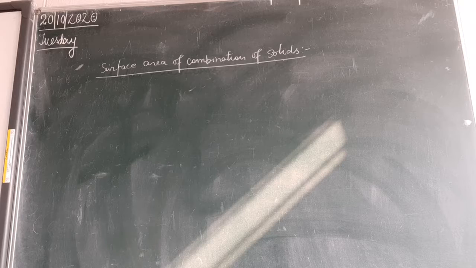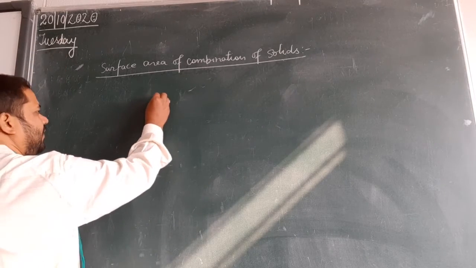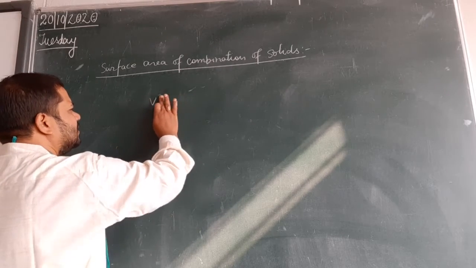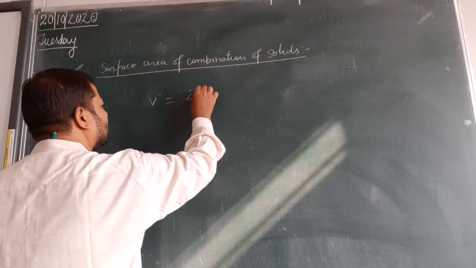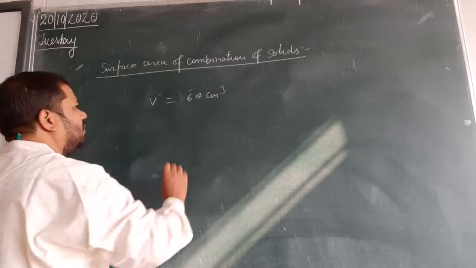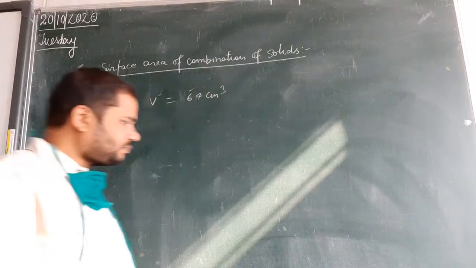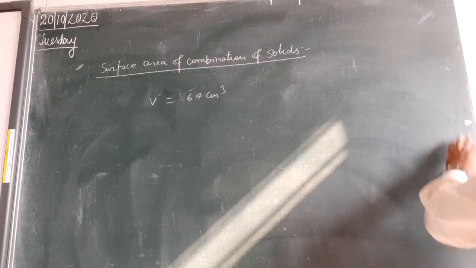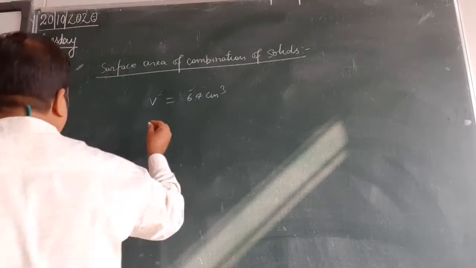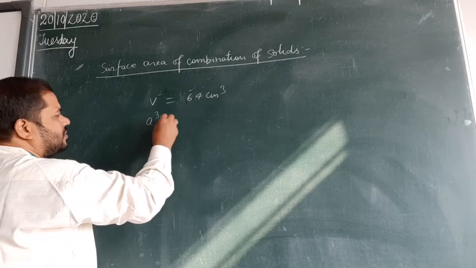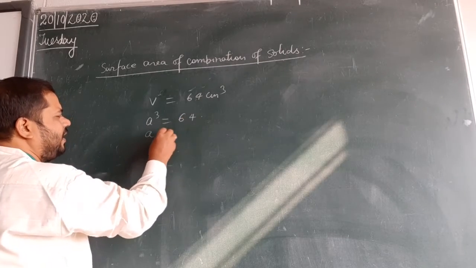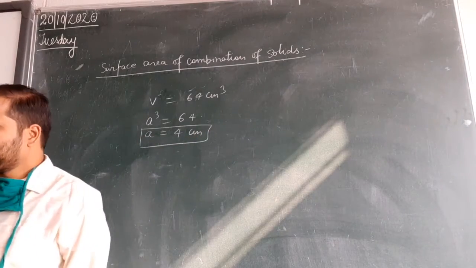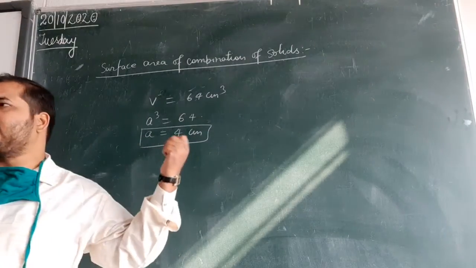There are two cubes having volume 64 centimeter cube. So what is the edge of the cube? As you know, the volume of a cube is 64, so the edge will be 4 centimeter. This means this is the edge of the cube. Now two cubes are joined together.